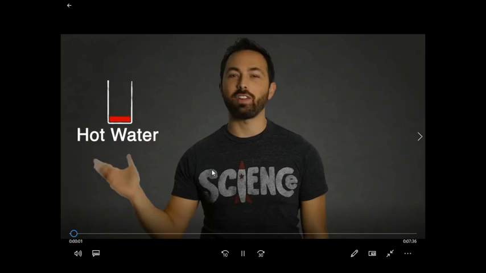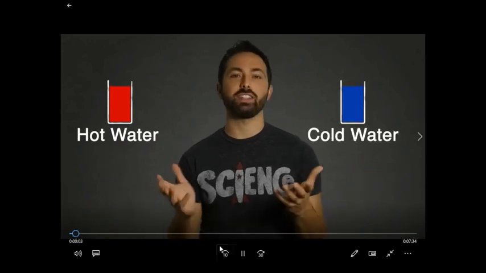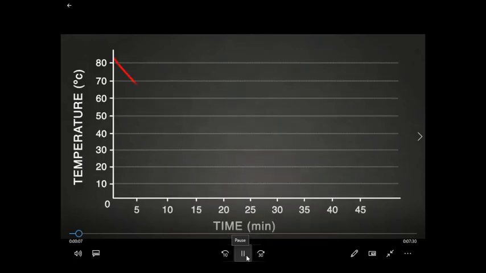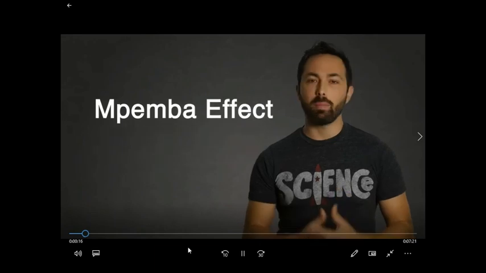Does hot water freeze faster than cold water? The obvious answer seems to be no, because all else being equal, the hot water first has to cool down to the same temperature as the cold water, and then do everything the cold water has to do in order to freeze. So it must take longer, right? Well, not according to the Mpemba effect.